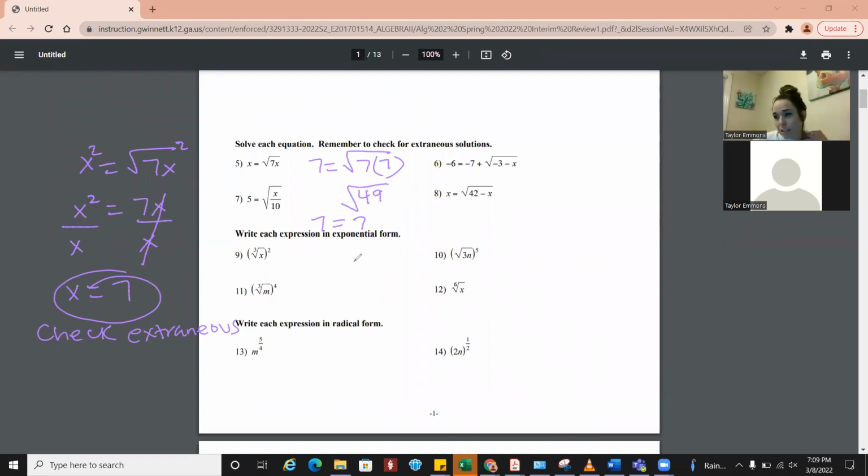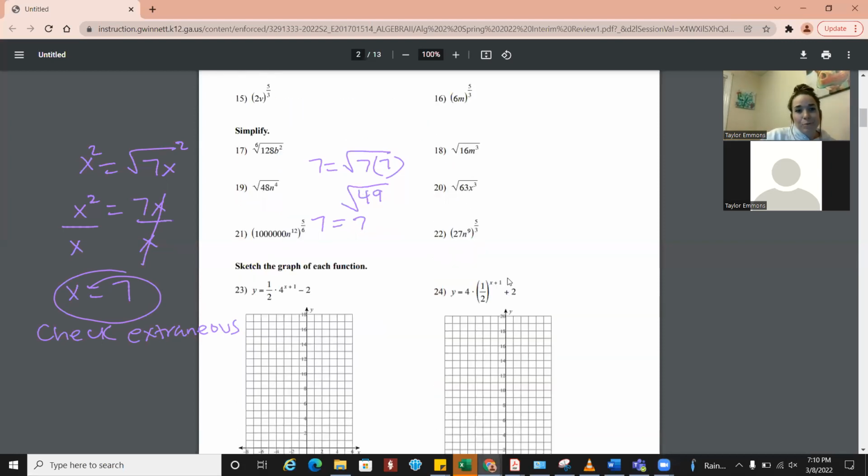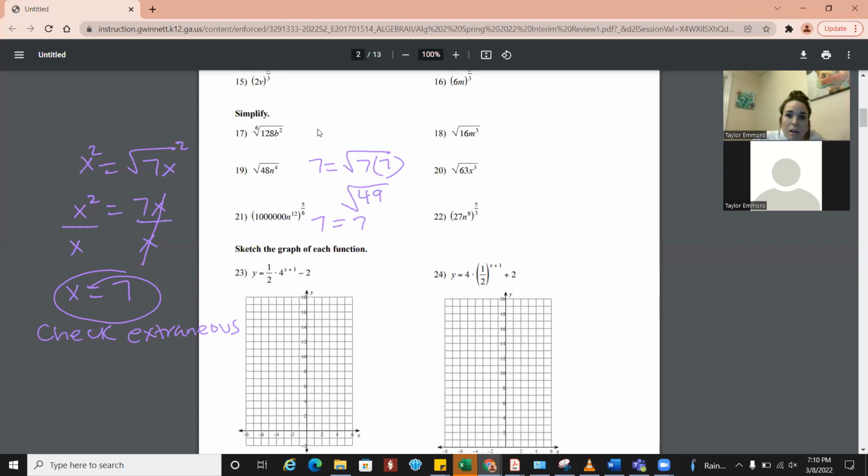The next one I'm going to do is 17. Okay, so 17, we did this a little bit earlier today if you're in my class, but it's not the worst case scenario to see it again. So on 17, what you're going to do is you've got the 6th root. We got the 6th root of 128b squared.